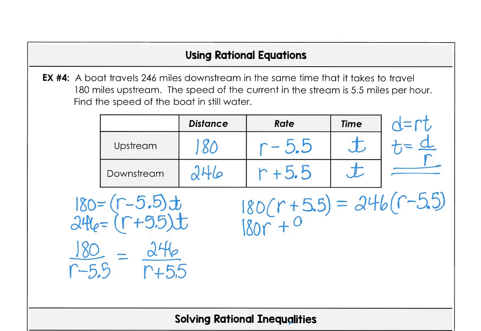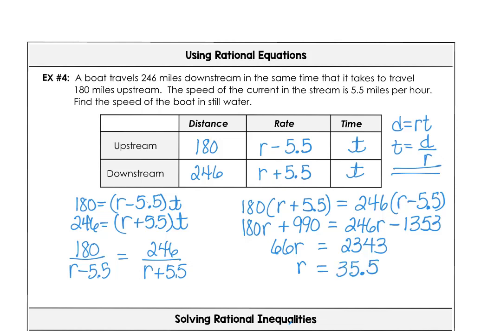So we have 180r, and 5.5 times 180 is 990. 246r, and 246 times negative 5.5 is minus 1353. So collecting like terms, 66r equals 2,343. So dividing by 66, the rate of the boat in still water is going to be 35.5 miles per hour.